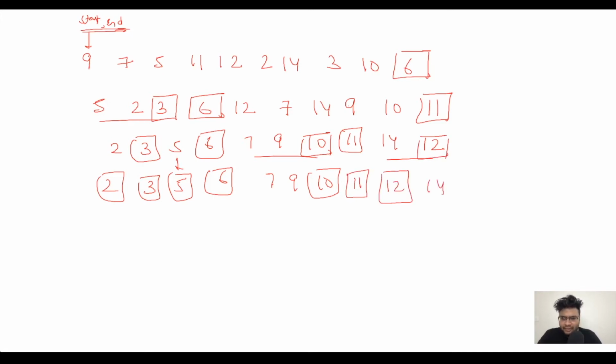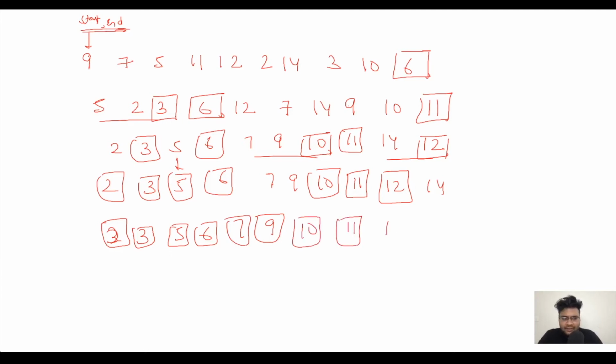So now we will again solve this. This will become 2, 3, 5, 6, all of them by the way already pivots. By this time 7 and 9 will also become pivots. Then 10, 11, 12 and 14. Now if you see, this is already sorted in nature.